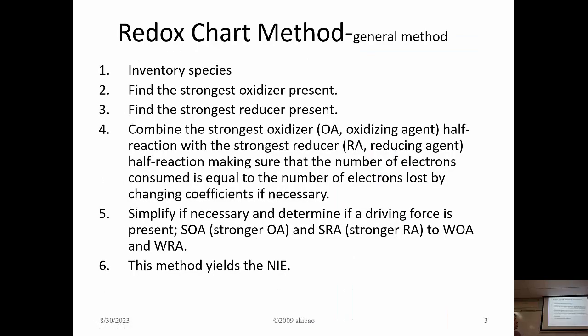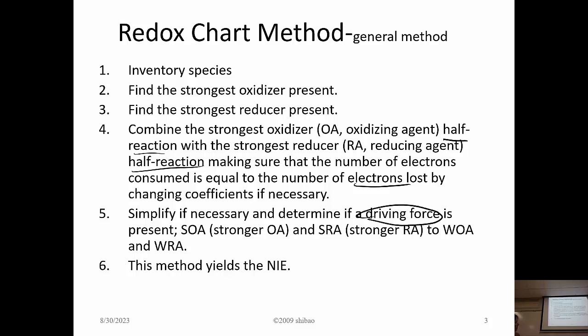So basically, in the redox chart method, we find the strongest oxidizer, strongest reducer, and then combine them. When we combine them, we copy the half reactions. So each of those reactions written there are half reactions. And then we add the half reactions together, making sure the number of electrons lost equals the number of electrons gained. And then we simplify.